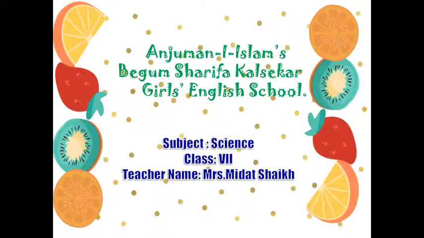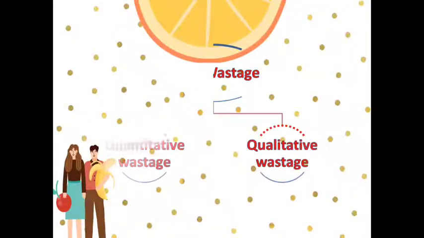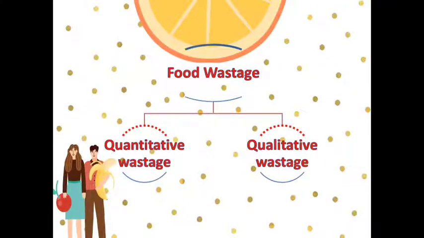Hello, dear children. Let us see the second part of the chapter, Food Safety. In our previous video, we have seen about food spoilage. In this video, we shall learn about food wastage. There are two ways of food wastage: quantitative wastage and qualitative wastage.